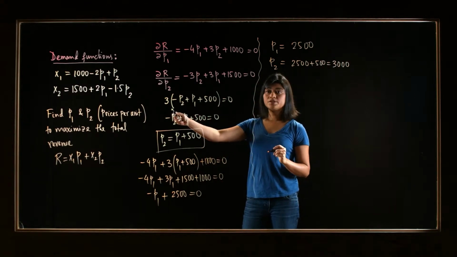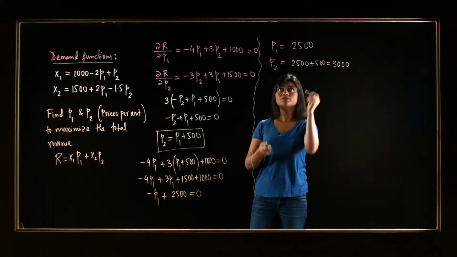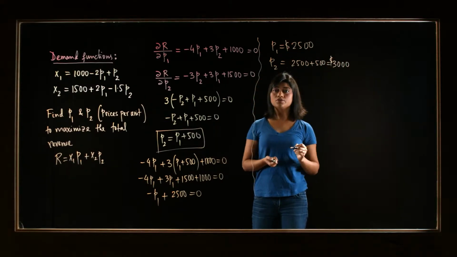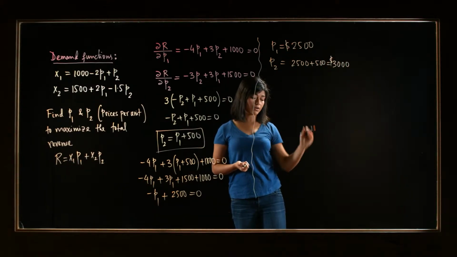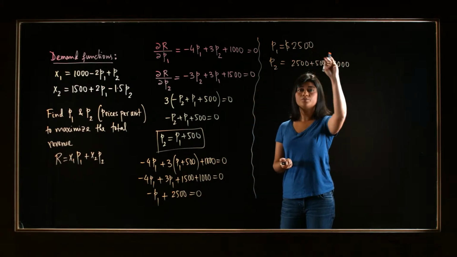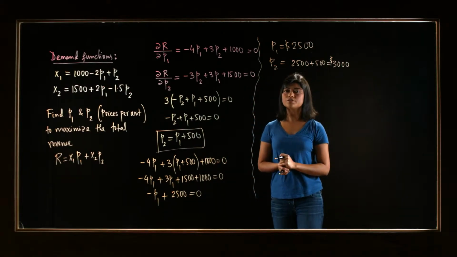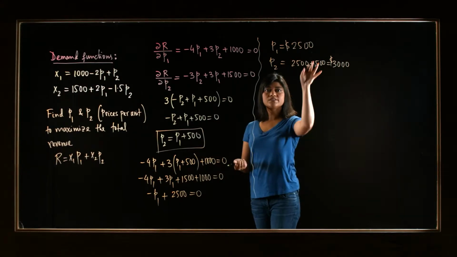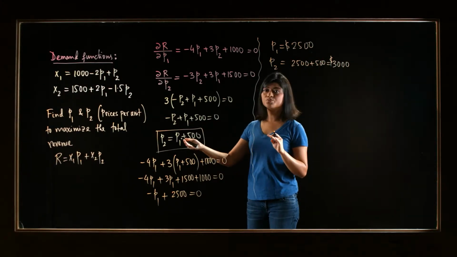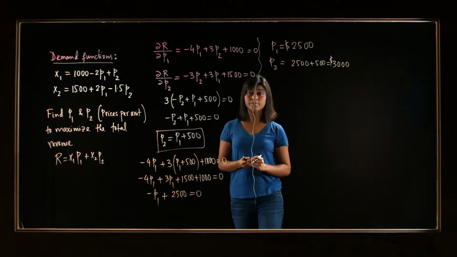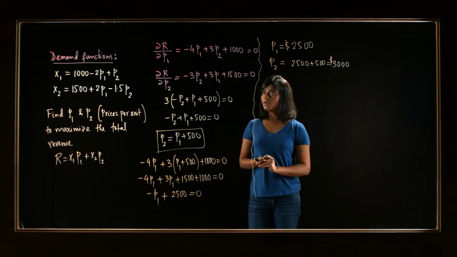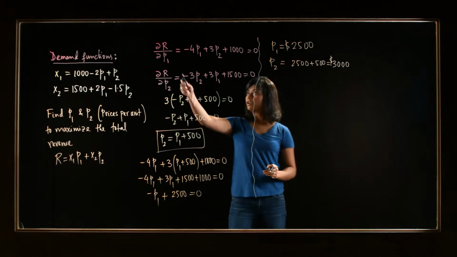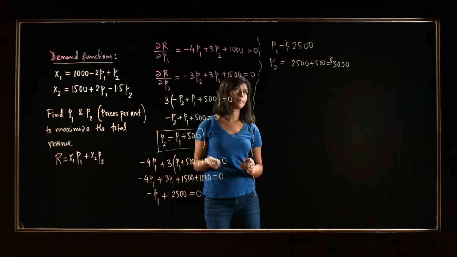Recall that p1 and p2 are prices per unit, and so they are both in dollars. Okay, so this is our critical number, 2500 for p1 and 3000 for p2. Now the question is whether this critical number is where the function will have a max or a min. So how do we test using the second partial? We already have the first partial derivatives.